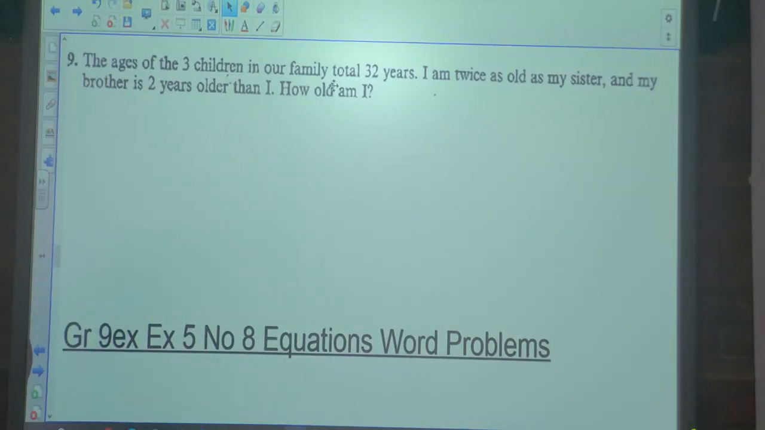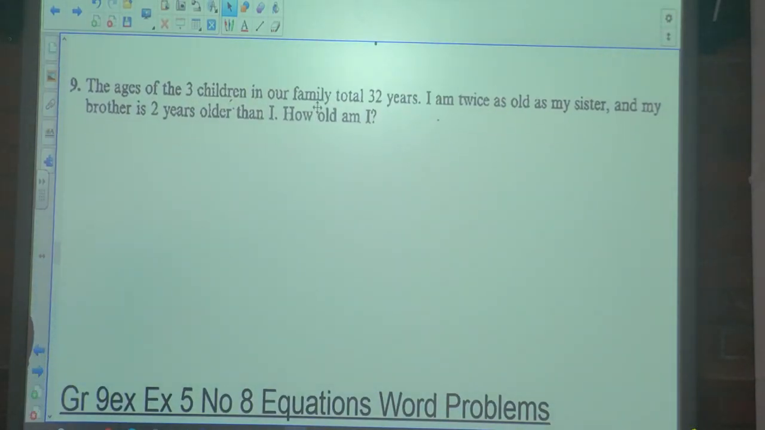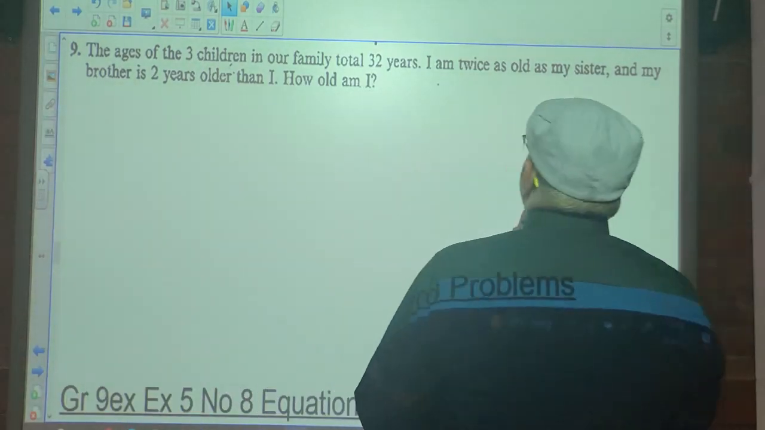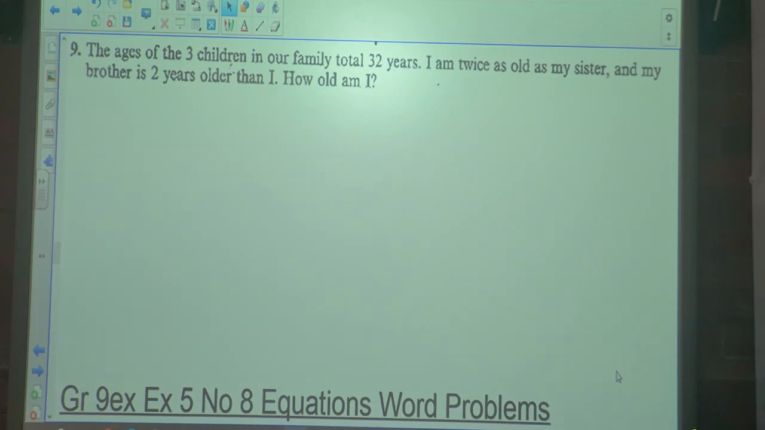Alright, let's look at number 9. I think that was the first one that made me think. Alright, I like it. People, number 9. The ages of 3 children in a family totals 32 years. I'm twice as old as my sister. So between me and my sister, who's older? Me, no? So the sister is younger.